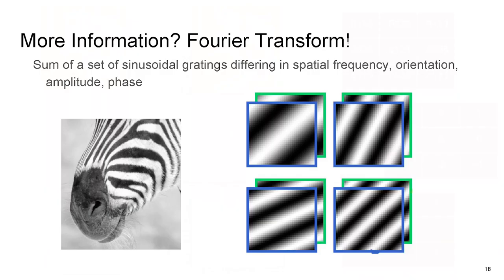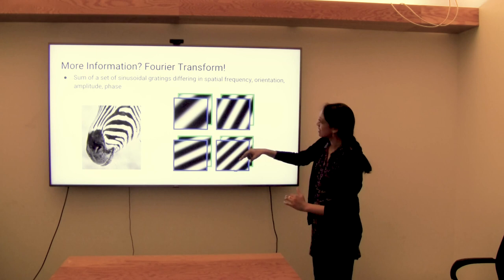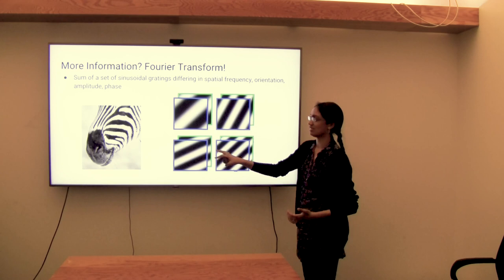Okay, one last helpful piece of information is that there's another way that you can think of the information that's learned at each stage. A convolution can also be thought of as a Fourier transform in the frequency domain, if you think of the image transformation that way. From an image perspective, a Fourier transform is basically a sum of a set of sinusoidal gratings that differ in frequency, orientation, amplitude, and phase. You can think about the zebra image here as a composite of different gradients that might look like this, and the Fourier coefficients would be how much of each of these pieces come together to make that final image.